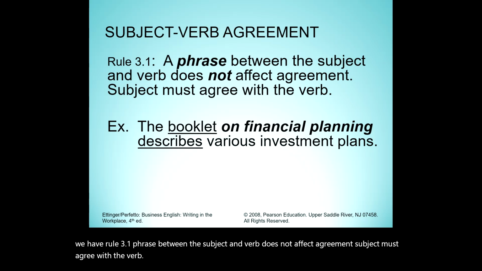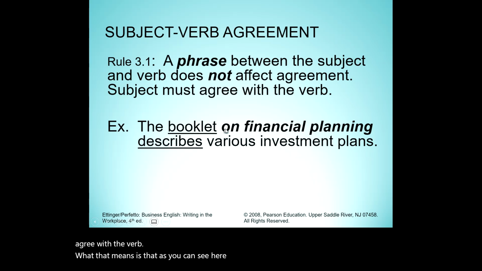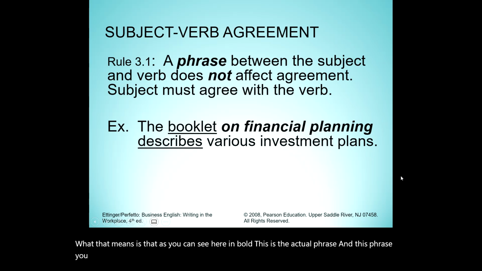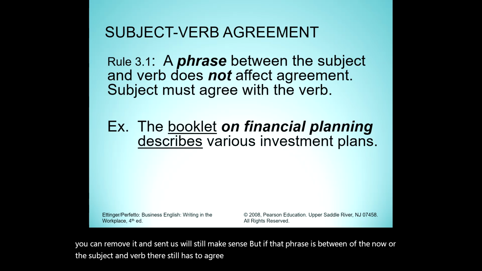What that means is that, as you can see here in bold, this is the actual phrase, and this phrase you can remove it and the sentence will still make sense. But if that phrase is between the noun or the subject and the verb, they still have to agree. It does not have to affect the agreement, again, between the subject and the verb.